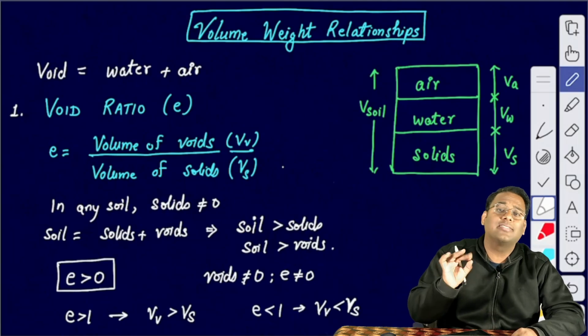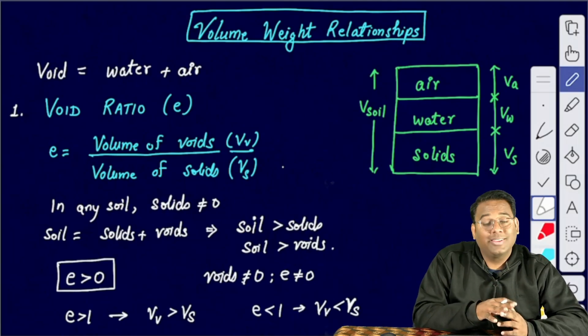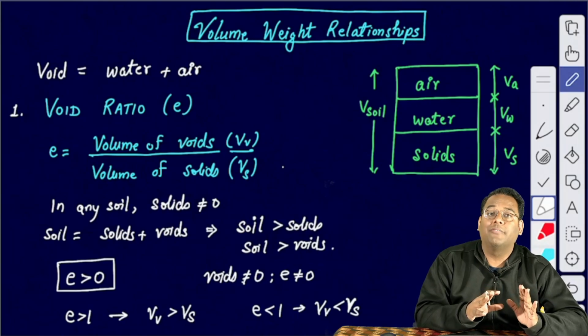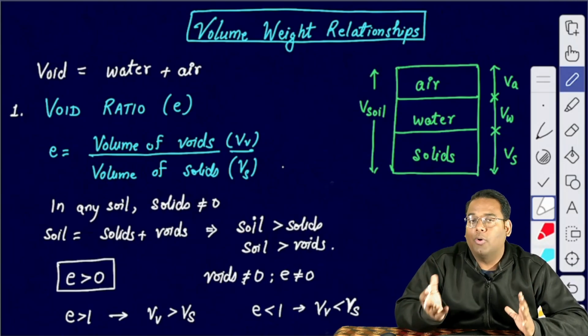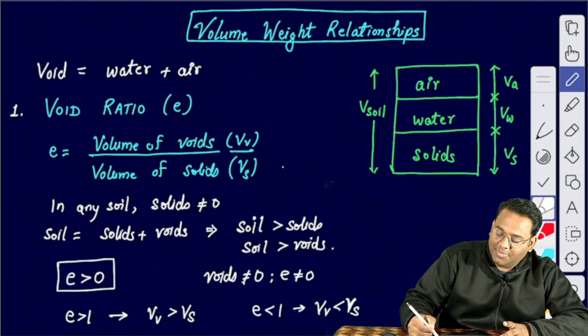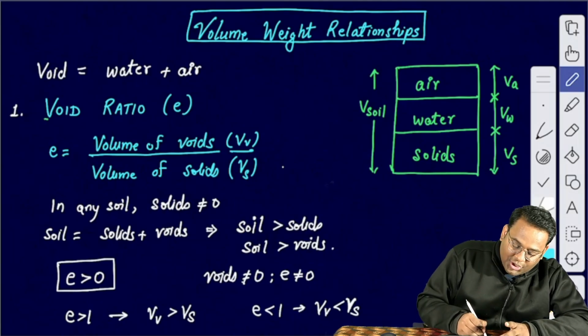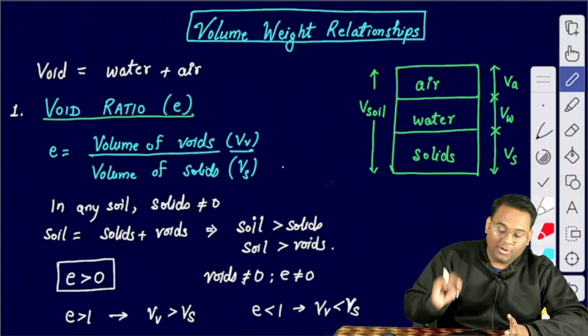So if someone asks you whether void ratio can be more than 1 or not, yes, void ratio can be more than 1, and there is no maximum value for the limit of void ratio. Fine. So this is about our first term, that is void ratio. So that's all for the first term for this particular lecture.